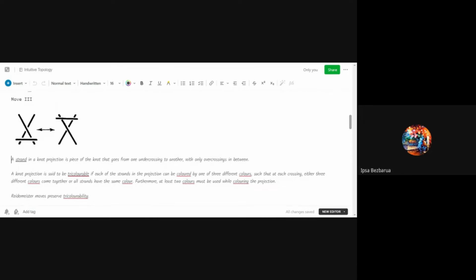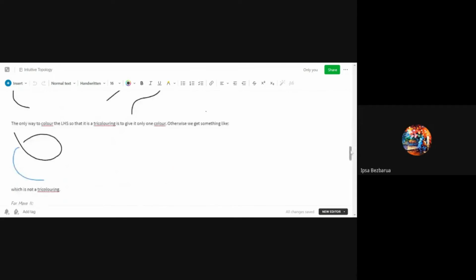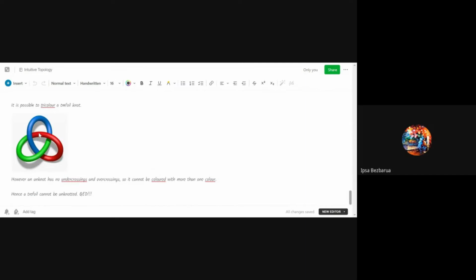So next we come to a couple of definitions. A strand in a knot projection is a piece of the knot that goes from one undercrossing to another with only overcrossings in between. So here's a diagram, and you guys can see my mouse pointer, right? Yeah. Okay. So a strand is each one of those colored parts. I'm going from one undercrossing, I have an overcrossing in between, it's still a part of the strand. I go from this undercrossing and I reach here. As soon as I reach an undercrossing, I consider the next part of the knot to be the next strand.